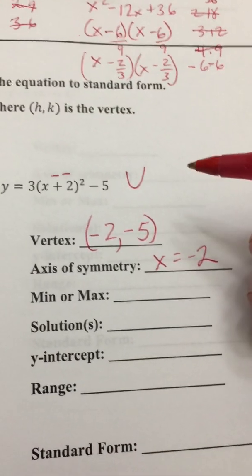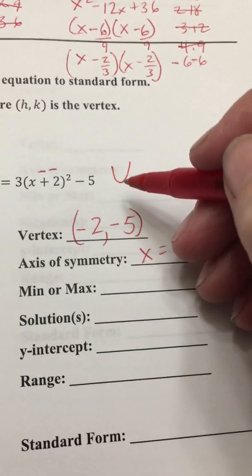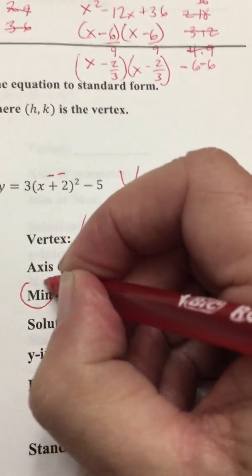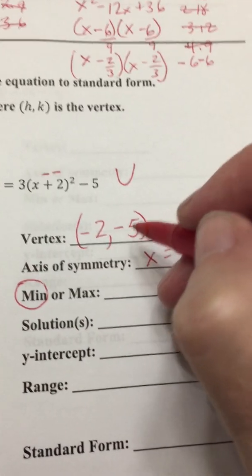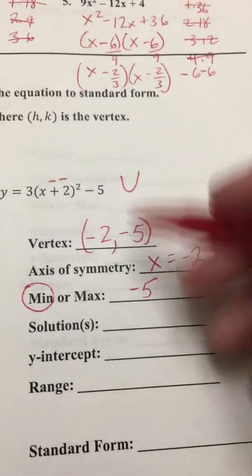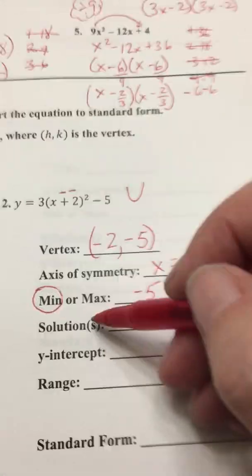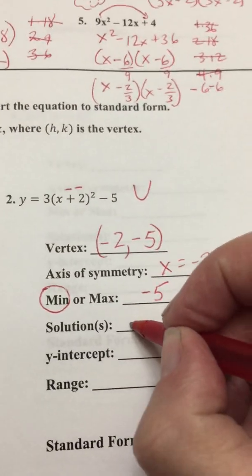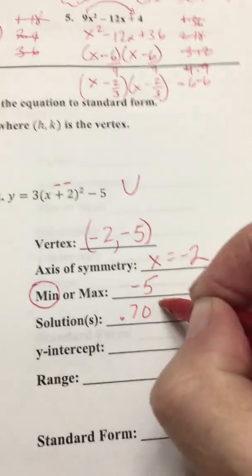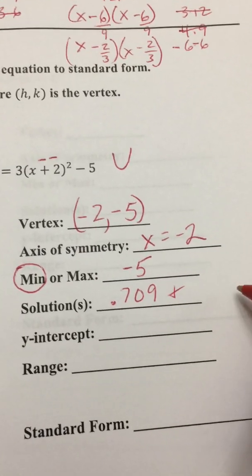Okay, so hopefully you paused the video and now you're coming back. When you did this, since it's a smiley face, this is a minimum. It's a low spot there. So that's my minimum, and it's the same y number up here in the vertex, negative 5. That's the lowest spot. That's the lowest y number being used in that picture. Solutions, where did it cross the x-axis? They were not pretty numbers at all. One was 0.709, and the other one is negative 0.329.